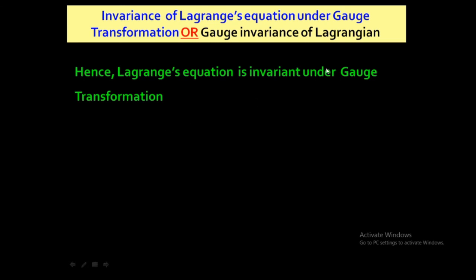तो इससे प्रूफ हो गया Lagrange's equation is invariant under gauge transformation. It means that after putting the gauge function in Lagrange's equation, we got zero value. It means L dash is satisfying the Lagrange's equation. It means that Lagrange's equation is invariant under gauge transformation.